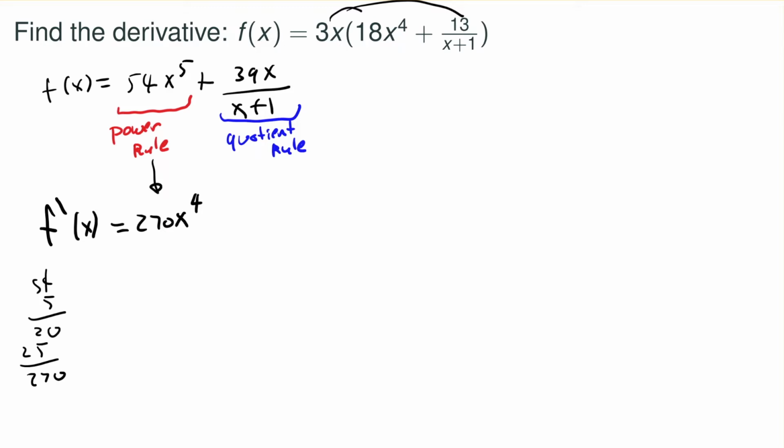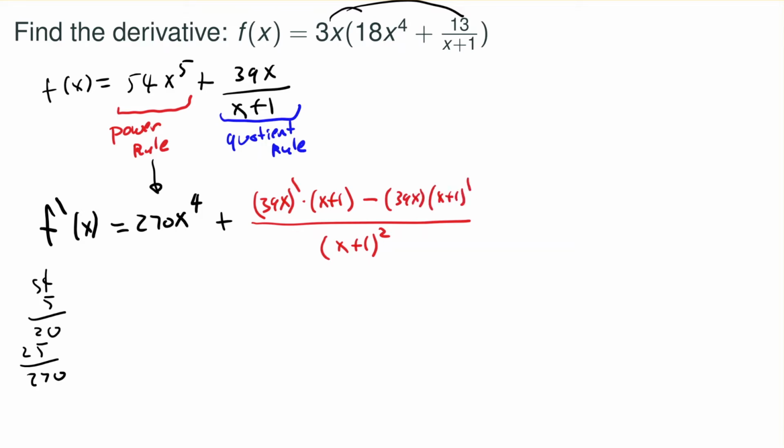Okay. Now I have to apply the quotient rule. The quotient rule says, first, the bottom function is just squared, and then the derivative of the top function times just the bottom function itself, minus the top function times the derivative of the bottom function. So the order is important in the quotient rule. Okay, so let's keep simplifying. So here this one just stays the same, plus x plus 1 squared.